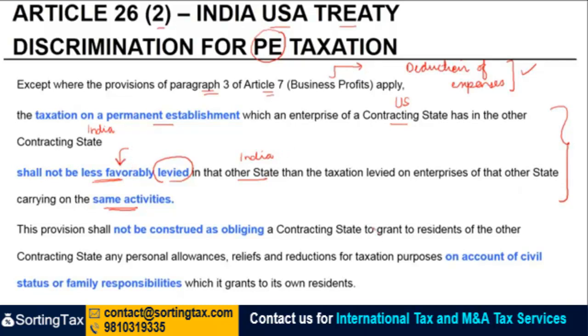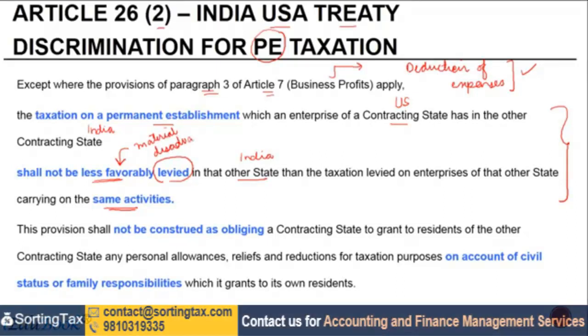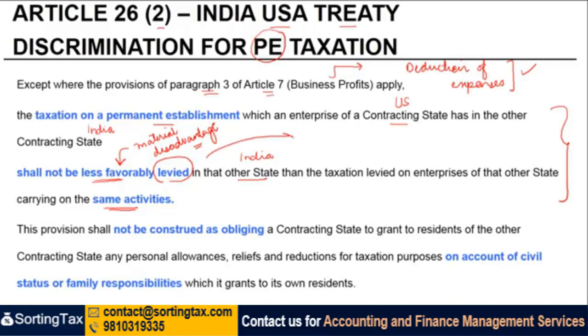Less favorably is different from other or more burdensome, right? What this means is that there is a material disadvantage, right, between the tax benefits which are given to a local enterprise and a PE, right? Levied means both the collection and the assessment of taxes. Same activities, like I told you, when we compare PE with ICO1, both of them are into IT activities. Therefore, they will be comparable.